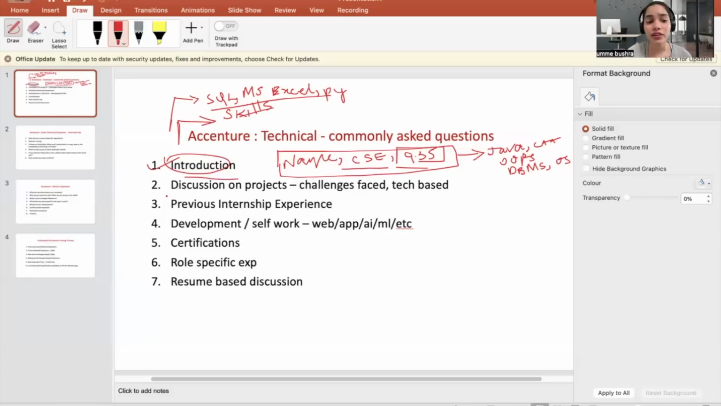Say it is a 30 minute interview or a 45 minute interview, then at least 10 to 15 minutes is going to be taken by your projects. The interviewer will definitely ask you questions on the projects that you have worked on. That is why it is very important to be well versed with the projects that you have worked on.